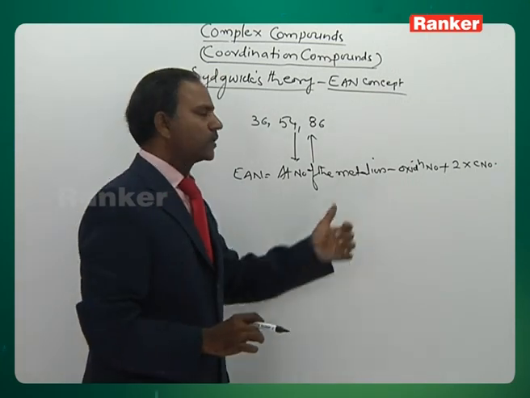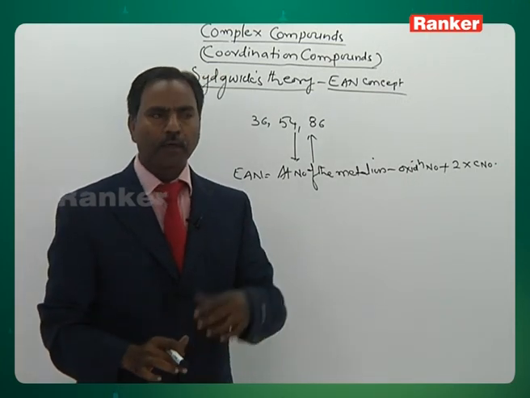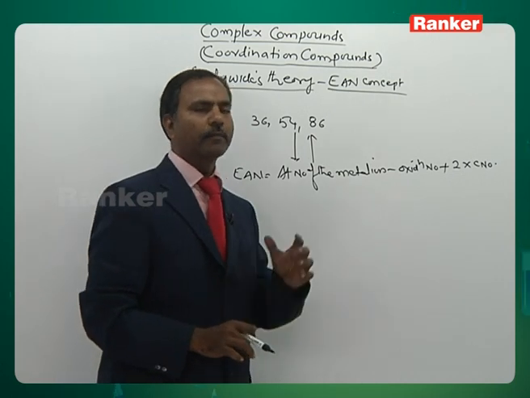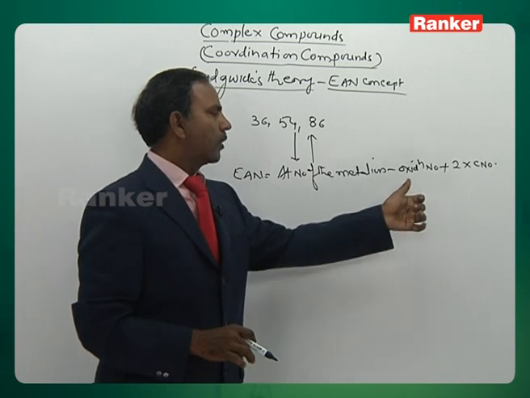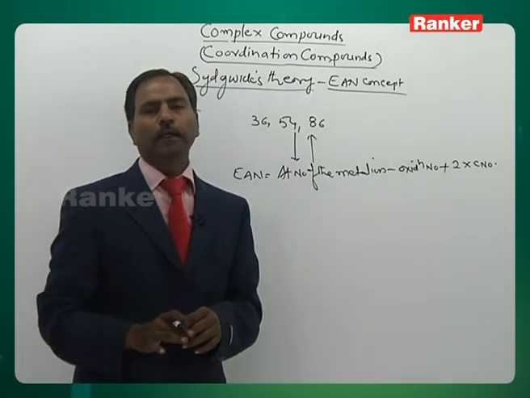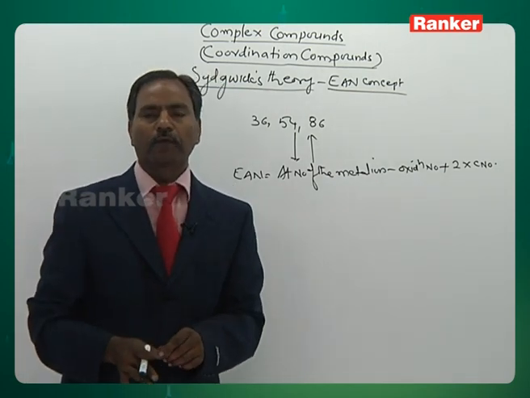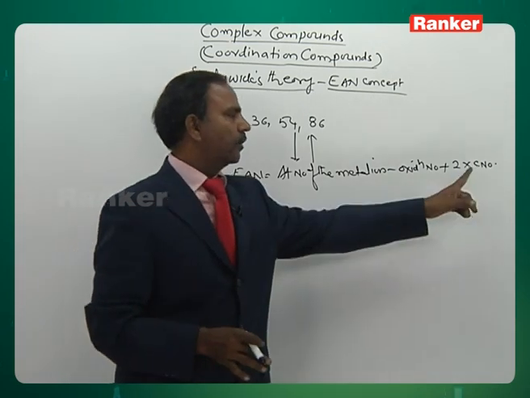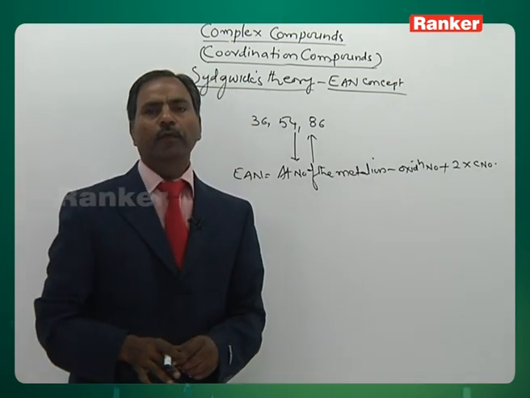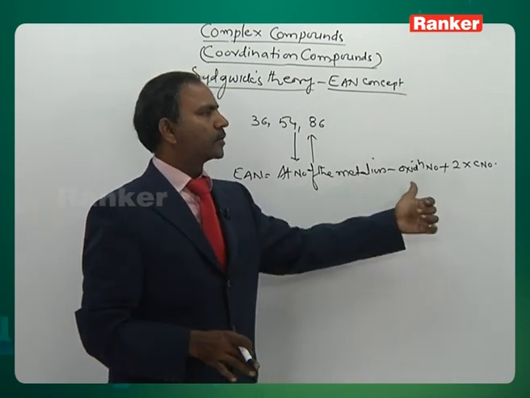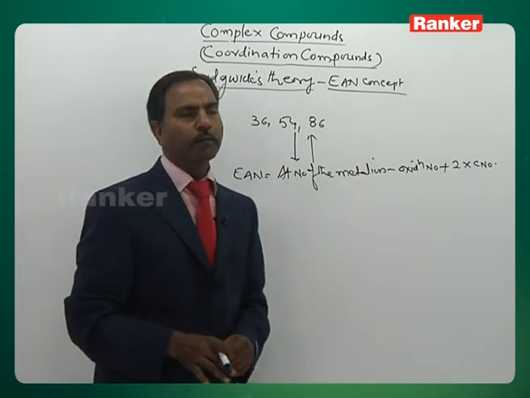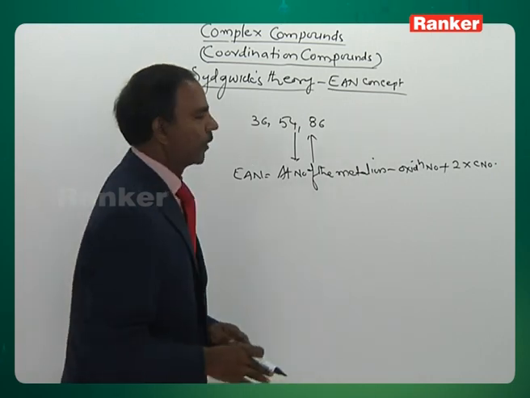You should compulsorily know the atomic number of the metal ion. They may or may not give it in the examination for a complex, so it is better to remember it. And how to calculate the oxidation number of a metal ion has already been given, as has how to find the coordination number. So atomic number minus oxidation number plus 2 times the coordination number gives the effective atomic number.